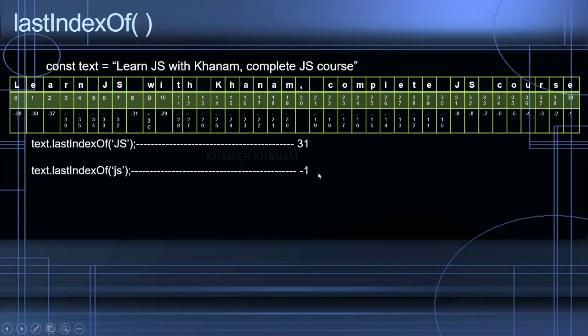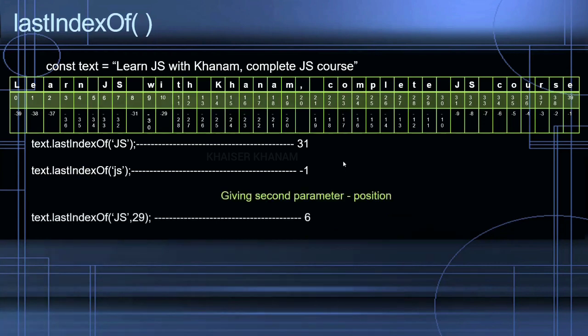Again, if we are not having any word, we'll get the same result. What we got in index, we will get in last index also, that is -1. Using the second parameter, that is position, if I just give here JS 29, here I am having 29, but it will not move in this direction. It will be moving in this direction, last index. So for this, I will be getting this result.